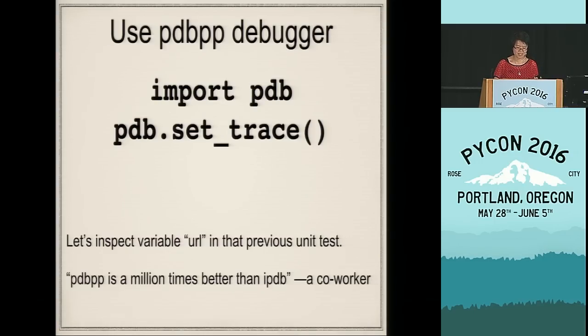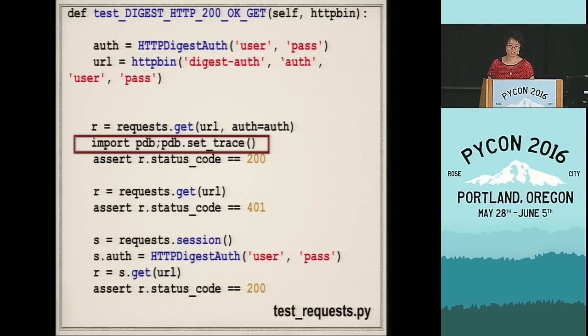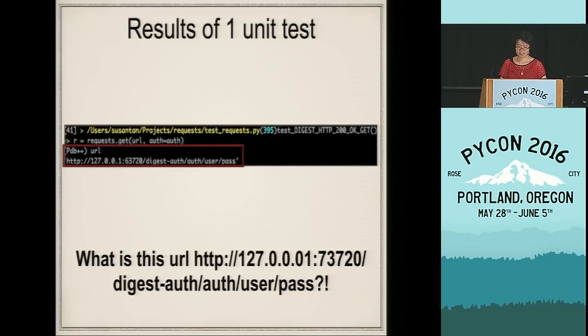You can use the debugger of your choice. Some people prefer IPDB or PDB, and I personally prefer PDB++. One of my coworkers recommended that, so I pretty much just stuck with it. All right, so I put in a debugger right after the first request is done. And from there, I can inspect the URL, the auth object, the response.